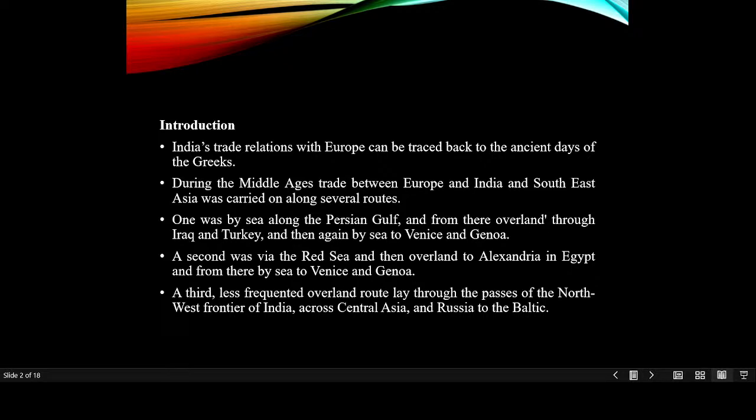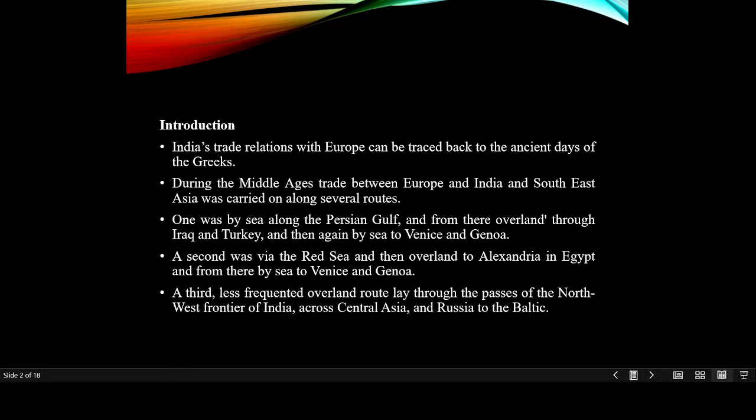Okay, there was not only one route, there were multiple routes before the advent of the geographical discoveries in the 15th century. There were some other routes also. Okay, there were three routes, and the primary route through which the Europeans, here when we talk about Europeans, it's not the Spanish or the Portuguese or the English or the Danes or the French. It's all about the Italians.